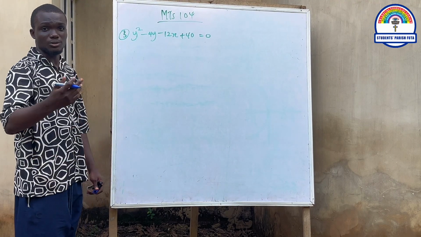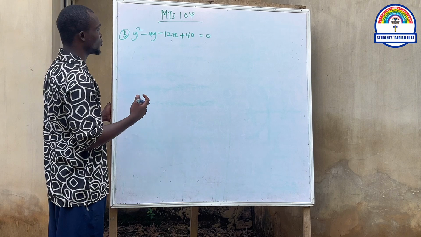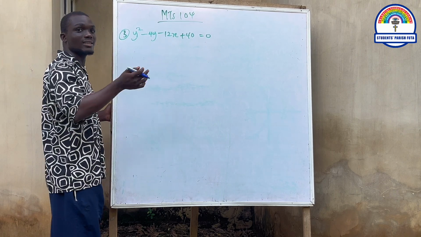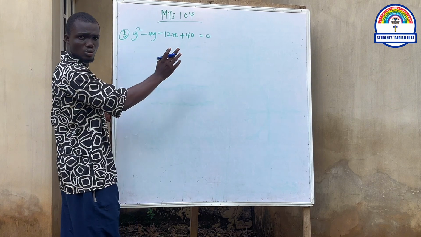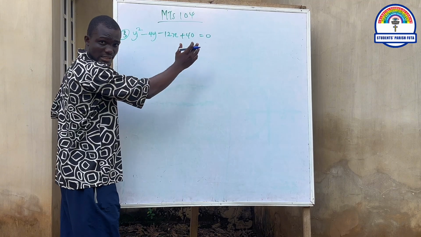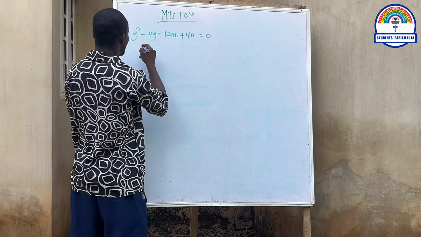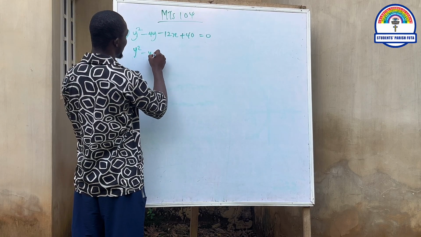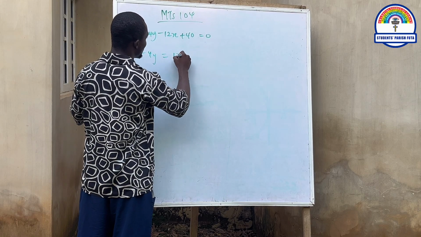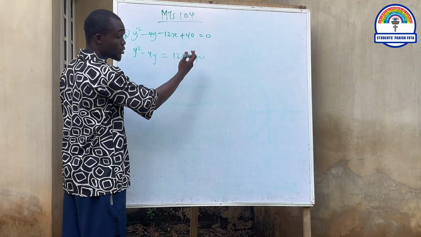Look at this example, very different from the one we did earlier. So this is y squared minus 4y minus 12x plus 40 is equal to 0. Find the vertex, directrix, and focus. Alright, what do we have to do here? We have to separate y and x. So y will be on the left hand side, x will be on the right hand side. And this is y squared minus 4y is equal to 12x minus 40. Hope you know why this one is minus and plus, right?